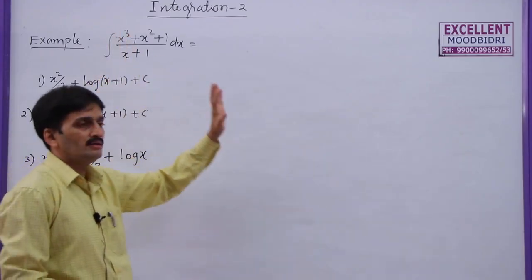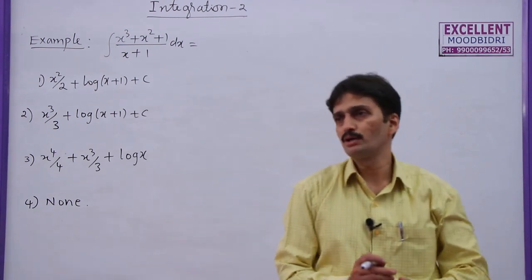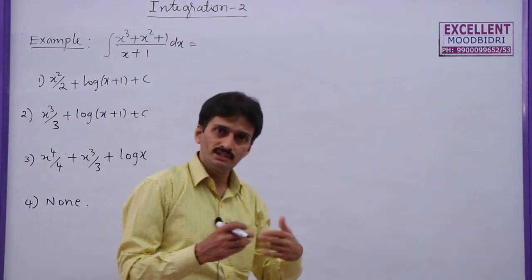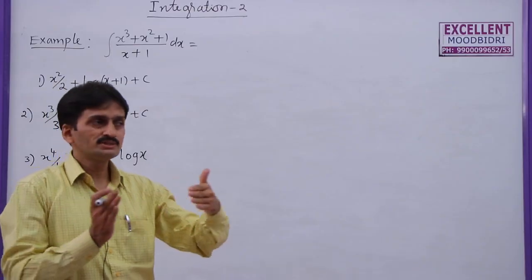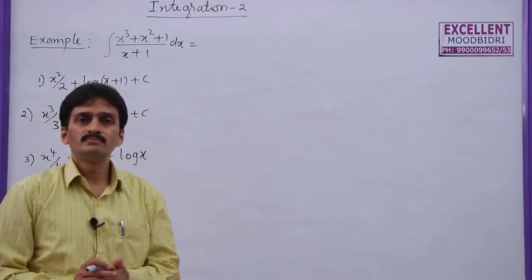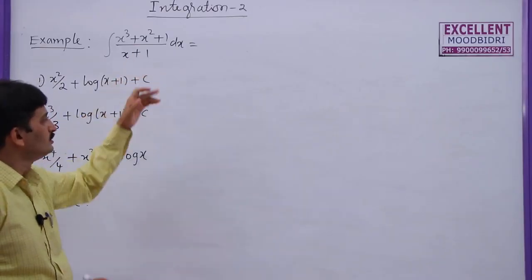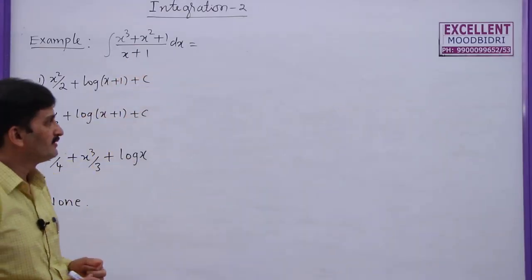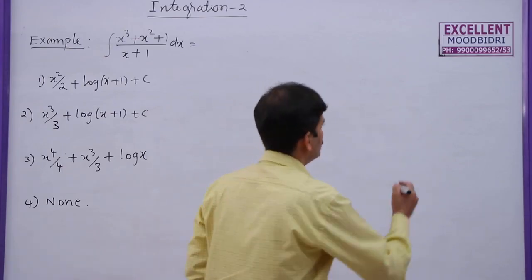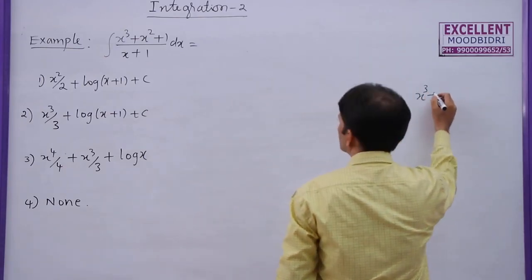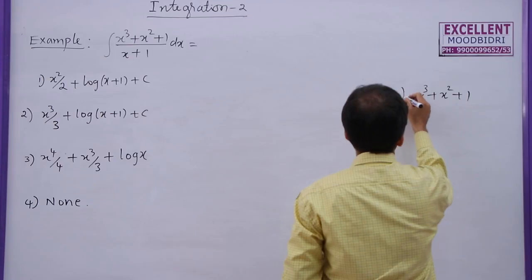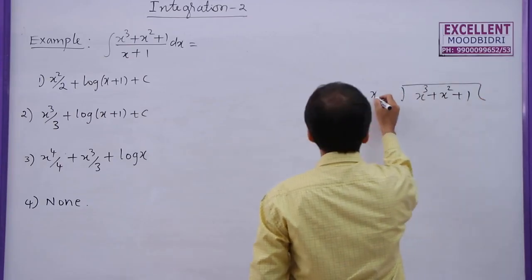When a given rational function is an improper fraction, you should convert it into polynomial plus proper fraction. Okay, you should write this as the sum of a polynomial and a proper fraction. How? You should divide. So let us divide x cube plus x square plus 1 by x plus 1.